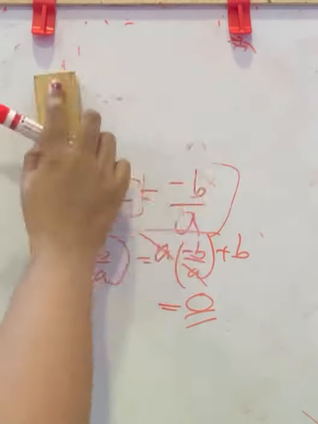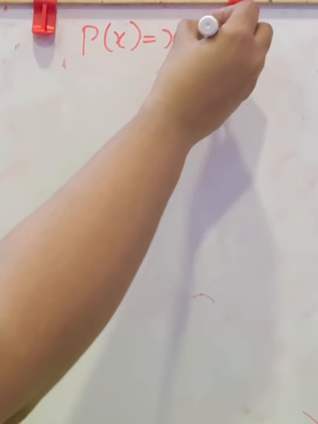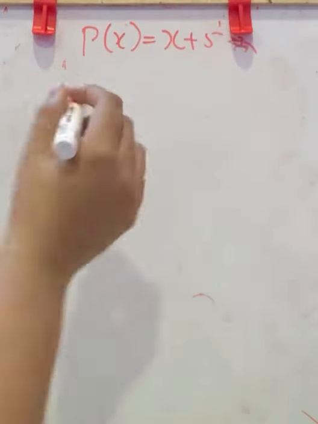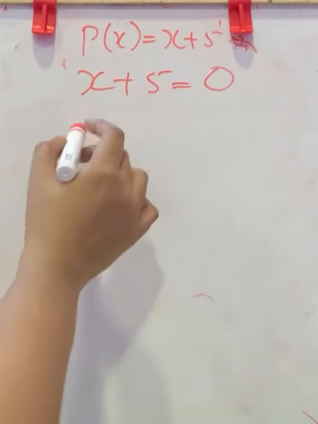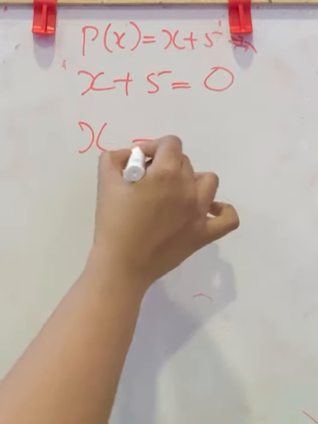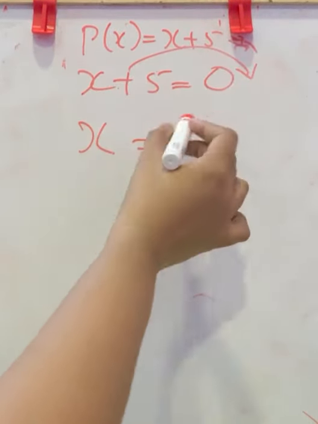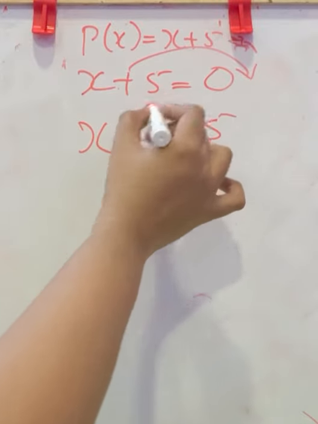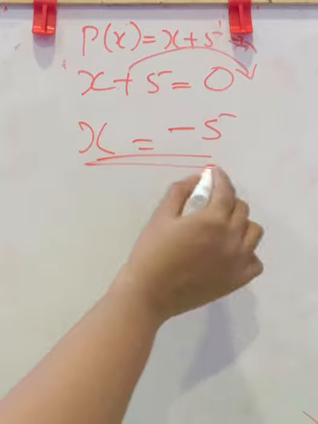We can do exercise questions. P of x is equal to x plus 5. We want to find the zero of this polynomial. First we do x plus 5 equal to 0. Equate it to 0, then keep this x here. You want to take this to RHS. Here plus 5 going to RHS becomes minus 5. That is 0 minus 5, the result is minus 5. So this is the zero of the polynomial.